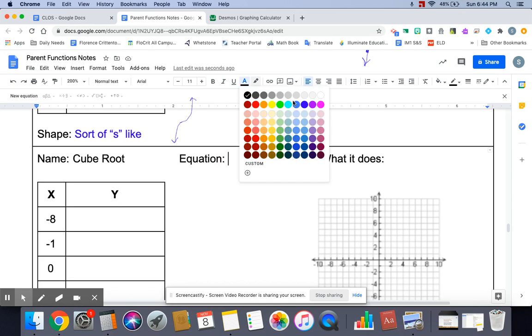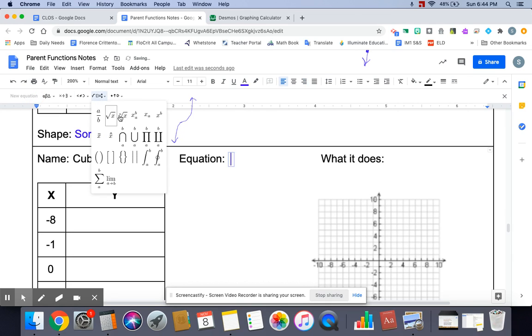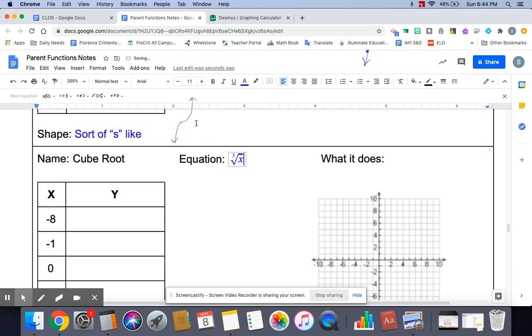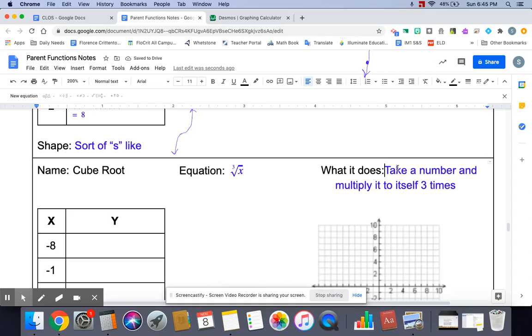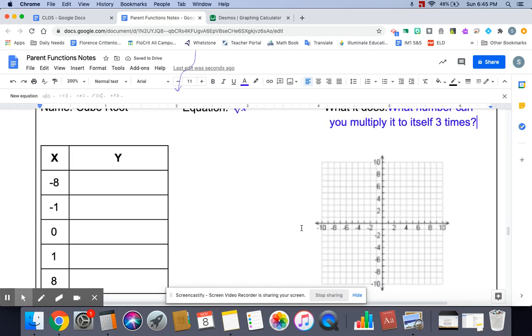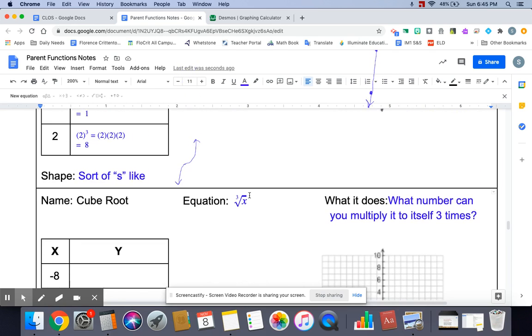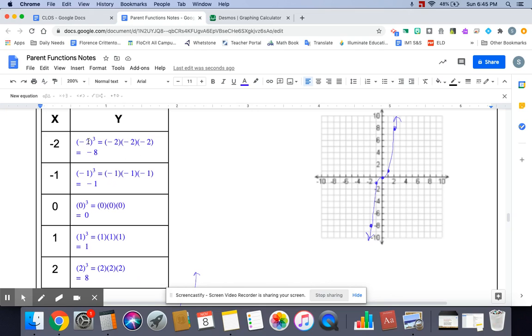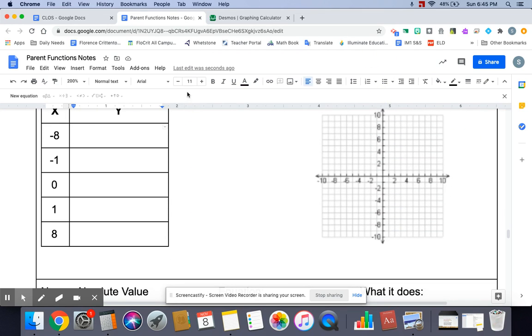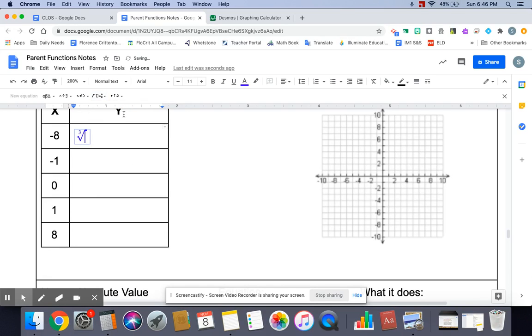So remember, a cubed root is the root symbol, but then there's a little 3 right here to signify that it's a cubed root. So what this says is, what number can you multiply to itself 3 times? Because that's the answer. So I chose the x's, like for example, -2 times itself 3 times was -8, which means the cubed root of -8 is going to equal -2.